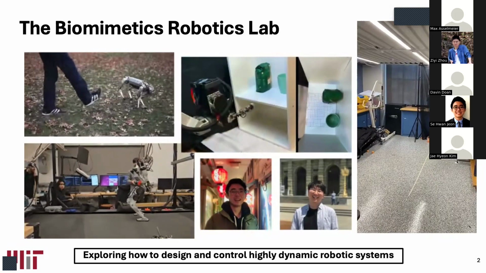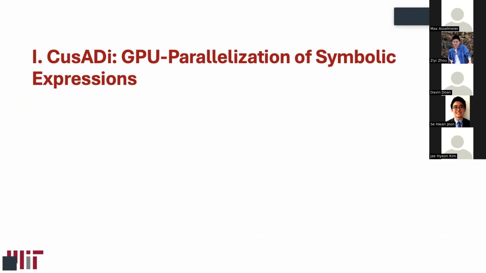So for the first part of our talk, I'm going to talk a little bit about my work called Kusadi, which is about how we parallelize symbolic expressions on the GPU and how we can extend this to things like model-based control. So let's jump in.